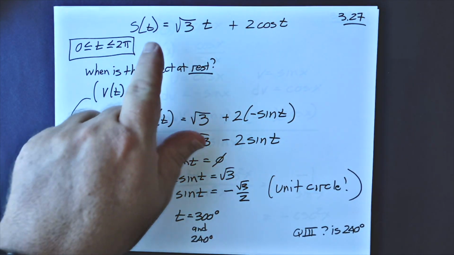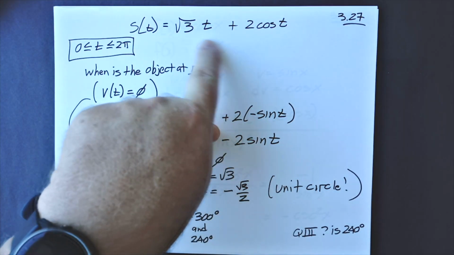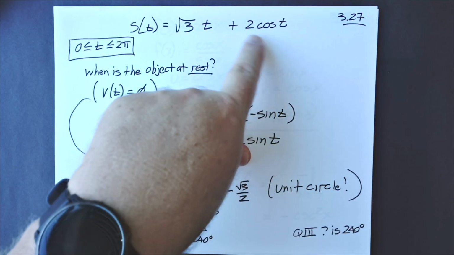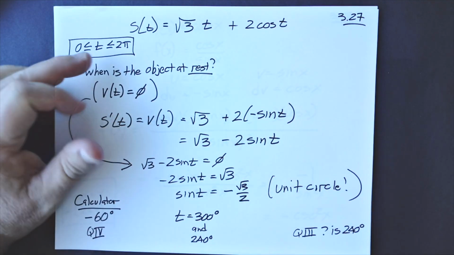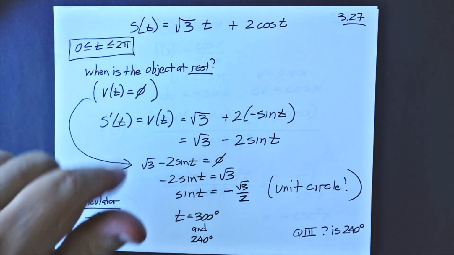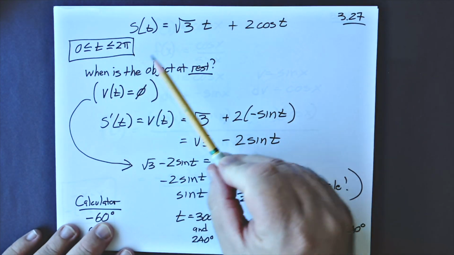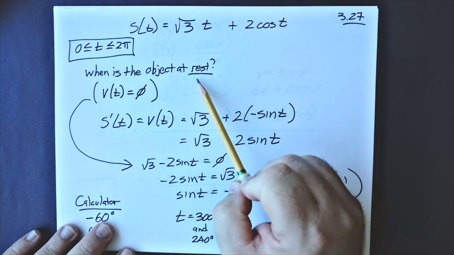And 3.27, so we have a particle moving with this formula here, square root of 3 t plus 2 cosine t, and we're moving from 0 to 2 pi, so just around the circle once. And the question is, when is this little particle at rest? When is the object at rest?